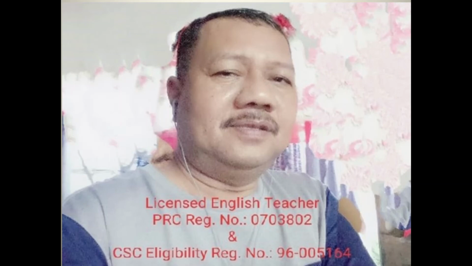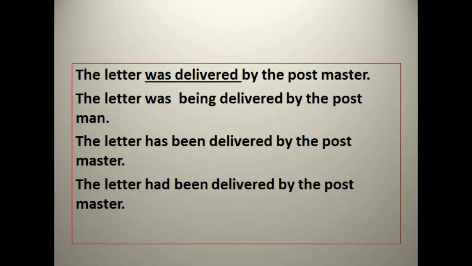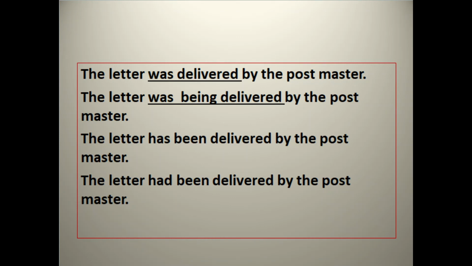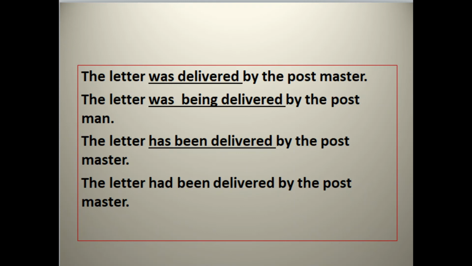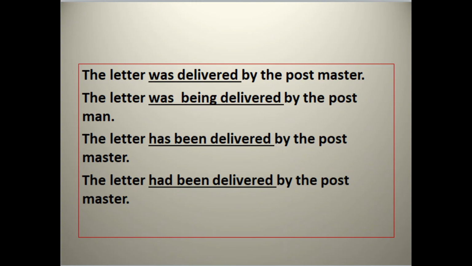The following example demonstrates how other conjugations of to be could function as the helping verb in the postmaster letter example. The letter was delivered by the postmaster. The letter was being delivered by the postmaster. The letter has been delivered by the postmaster. The letter had been delivered by the postmaster. In each of the above example sentences, the meaning is changed by the choice of helping verb. But in all of them, the relationship among object, subject, and verb remains the same.